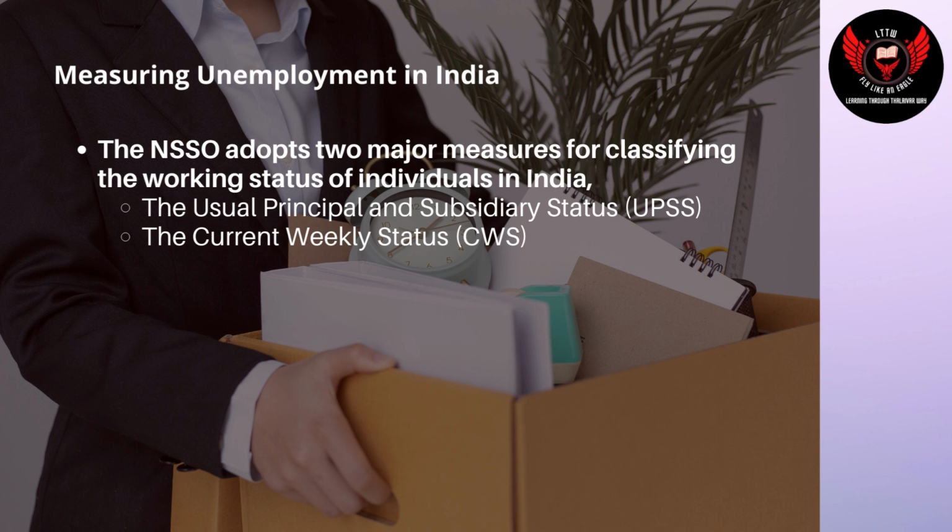The current weekly status, CWS, is another method that adopts a shorter reference period of a week. An individual is counted as being employed if they have worked for at least 1 hour on at least one day during the 7 days preceding the date of survey. UPSS unemployment rates will always be lower than CWS rates because there is a greater probability that an individual would find work over a year as compared to a week.